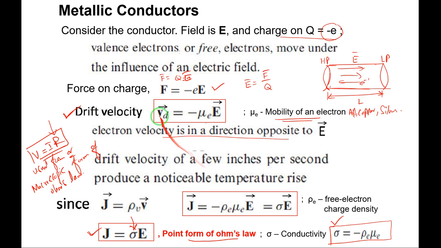Okay, you have to remember these equations. The drift velocity depends on the field and the mobility of the electrons: minus mu e into E. You have to remember this while solving problems, it will be helpful. Then J, you can substitute the relationship J equal to sigma E. What is sigma? Sigma is equal to the free electron charge density rho e into mu e, with a minus sign. You have to remember these three equations.